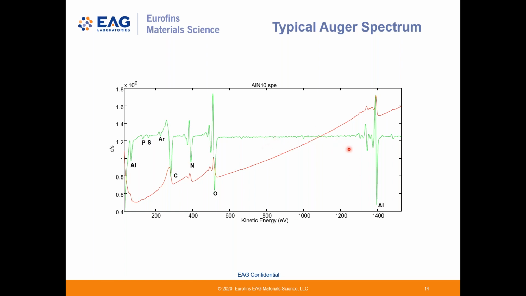And with this differentiated form, we can measure the kinetic energy of the peaks by this negative excursion of the derivative. And we obtain peak intensities by measuring the peak-to-peak amplitudes. So here we can see the peaks for aluminum, oxygen, nitrogen, carbon, some smaller peaks here. This is from a surface of an aluminum nitride sample. So most spectra you'll see will be in this format, although there are some advantages of showing it in this format as well.